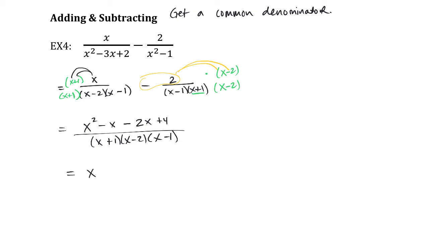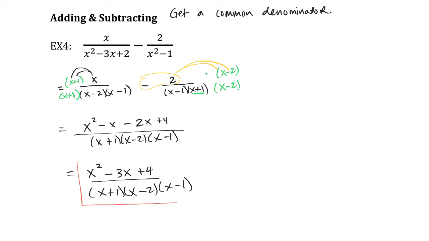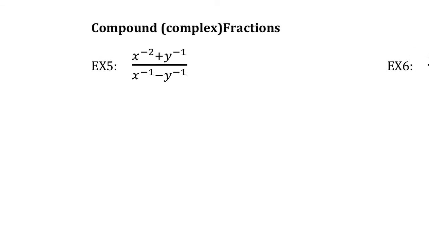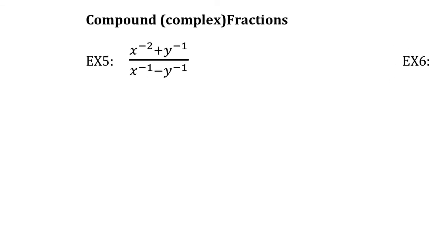And then that simplifies down to x squared minus 3x plus 4 all over x plus 1 times x minus 2 times x minus 1. And it's good just to think about maybe the numerator would factor and be able to simplify with something in the denominator, but that one doesn't look like it will. So we are done. All right. So these ones look impressive, these compound fractions. But we'll be able to simplify them pretty well.